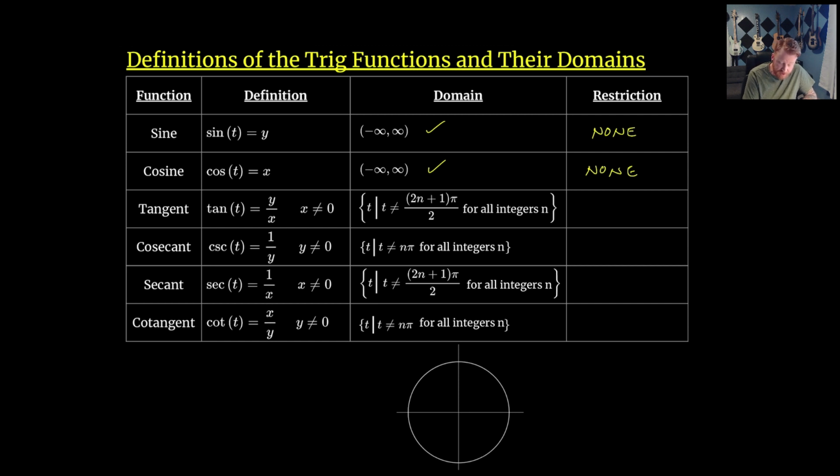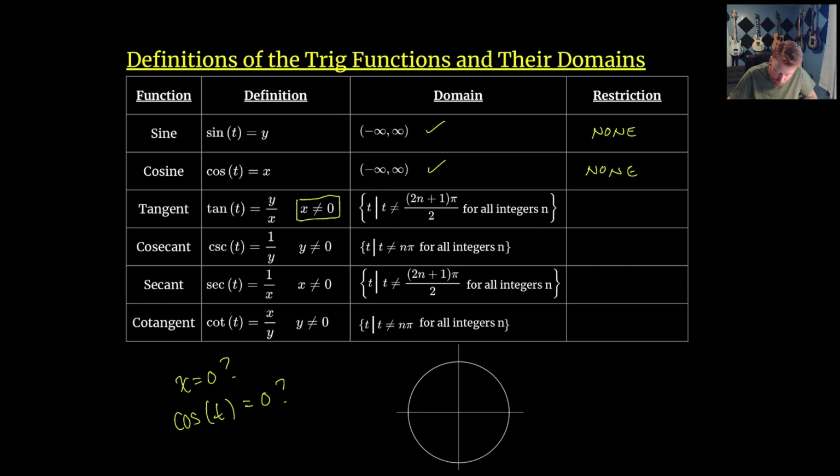So for the tangent, that is defined as the y value, which is the sine, over the x value, which is the cosine, which means that there are some values which would not be good to plug in. If we plug something in that would cause the x value to be 0, then we would end up dividing by 0, and that would not be good. So let's think about what values would make the x 0. Like, when is x equal to 0? When is the cosine of t equal to 0? So this is what we are investigating.